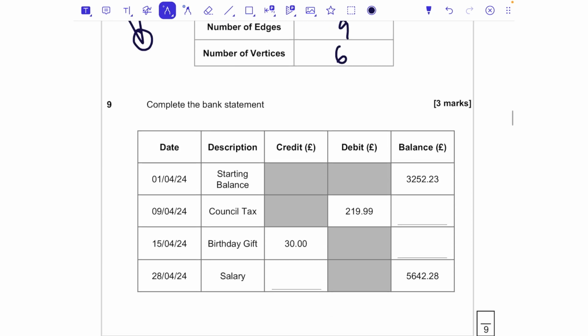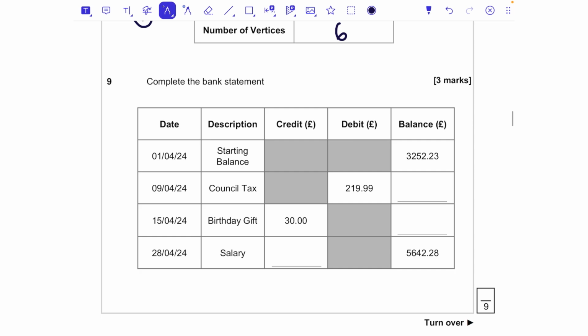Complete the bank statement, question number 9. So we've got the date going down the left, starting balance, council tax, birthday gift, salary. So credit is money coming in, debit is money going out. So if the starting balance is £3,252.23 here, and then council tax, we've paid it out. So I'm going to take this away from the balance because that is money leaving my account.